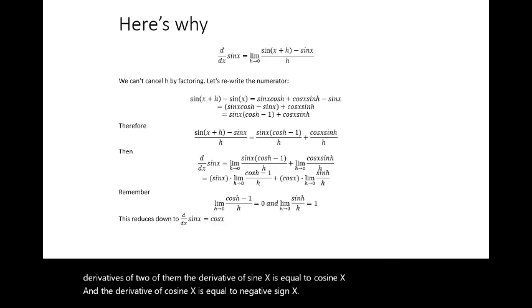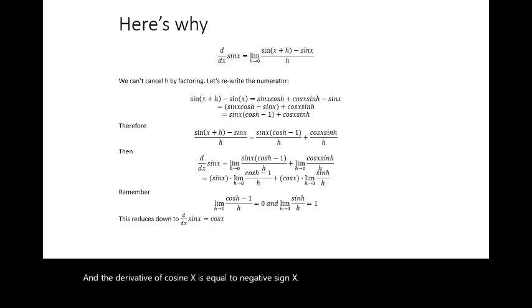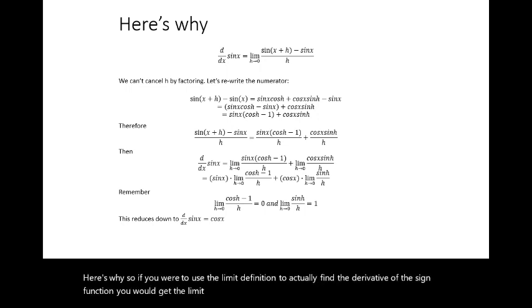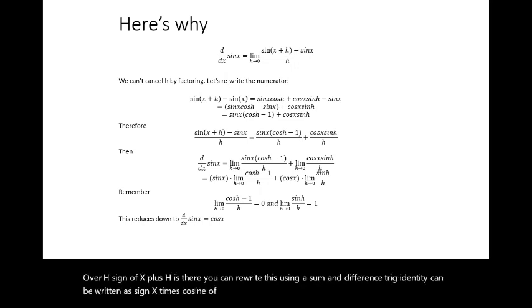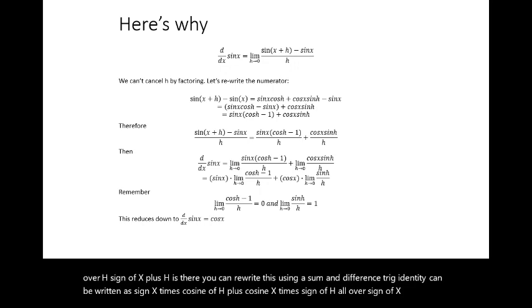Here's why. If you were to use the limit definition to actually find the derivative of the sine function, you would get the limit as h approaches 0 of sine of x plus h minus the sine of x all over h. You can rewrite sine of x plus h using a sum and difference trig identity. It can be written as sine x times cosine of h plus cosine x times sine of h, minus sine of x, all over h. And then a little bit of factoring by grouping.